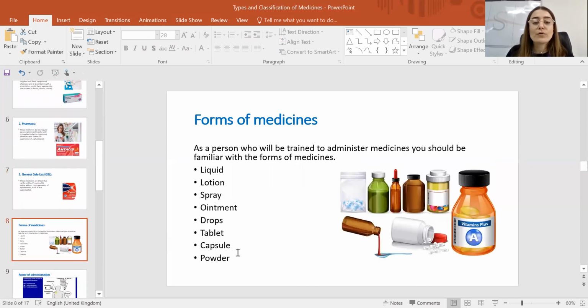Also, there are many forms of medicines, and as a person who will be trained to administer medications, you should be familiar with all forms of medicines. The forms of medicines are liquid, lotion, spray, ointment, drops, tablet, capsules, powder.